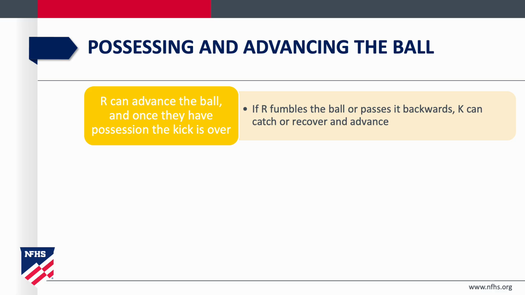One of the most important aspects of the kicking game that officials need to know is when the kick ends. One way to remember this is a kick is a kick until it's caught or recovered. Until this happens, all action that takes place is still part of the kick. R can catch or recover the ball and advance. Once they have possession, the kick is over and now the play is considered a running play. If they fumble the ball, K can catch or recover the ball and advance it. However, K can't advance the ball from a kick if they recover it.